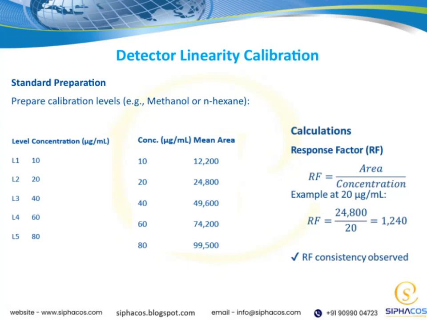Now, let's talk about standard preparation. When setting up calibration levels, it's common to use substances like methanol or N-hexane. These serve as our reference points to ensure everything is working correctly.